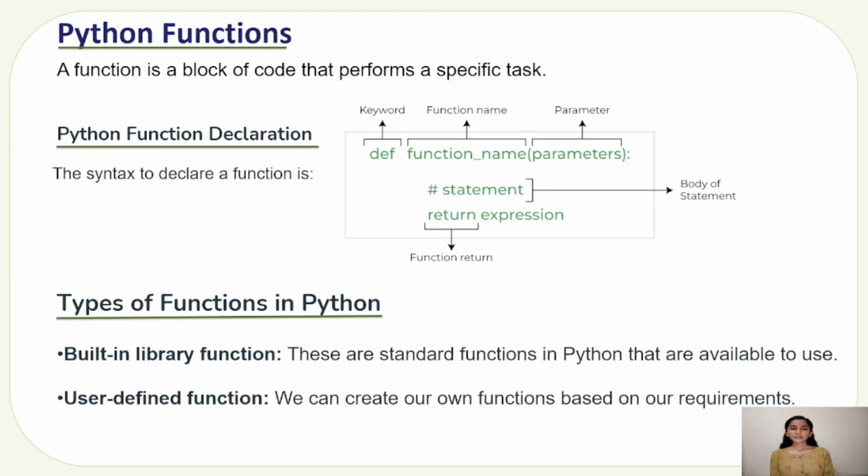Python functions. A function is a block of code that performs a specific task. In Python, the syntax to declare a function is: we use a keyword called def, then the function name, followed by parameters, followed by a colon, then our body of statements and a return expression. Types of function in Python. Built-in library functions: these are standard functions in Python that are available to use. User-defined functions: we can create our own functions based on our requirements.